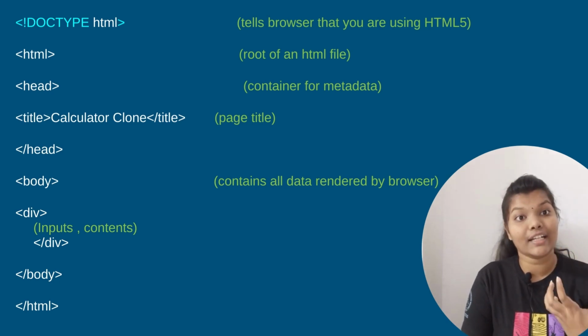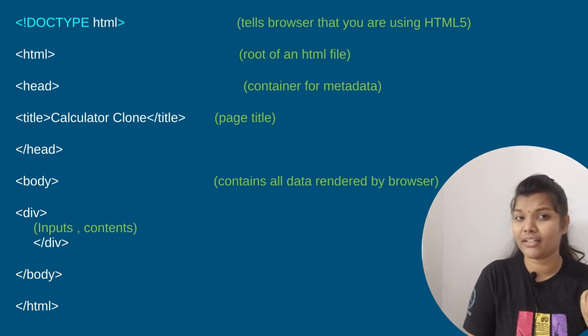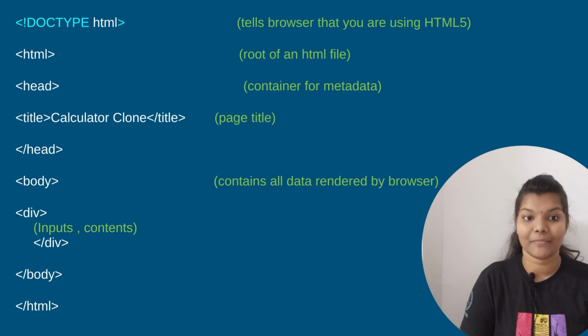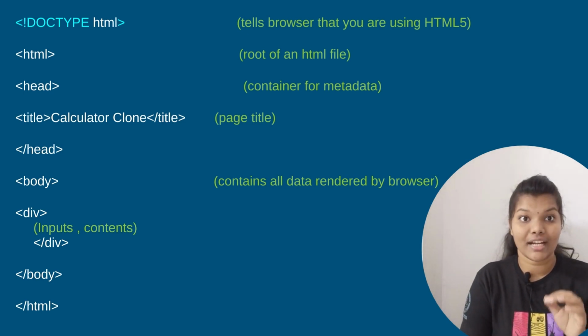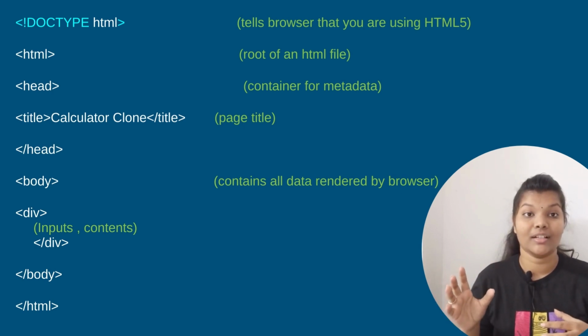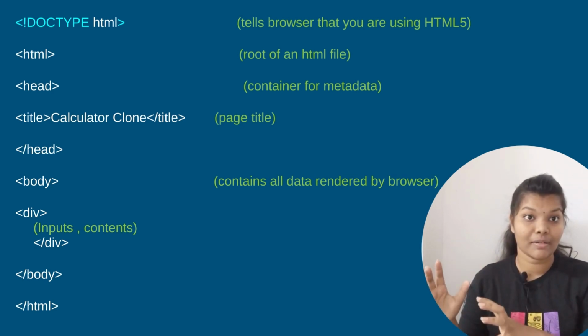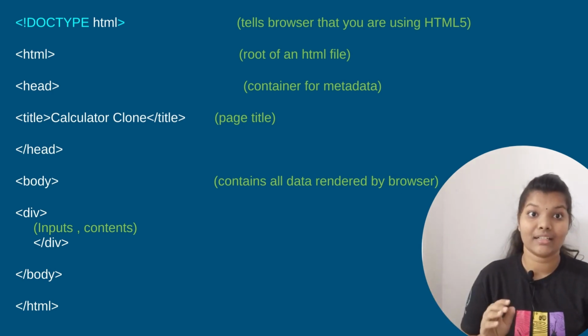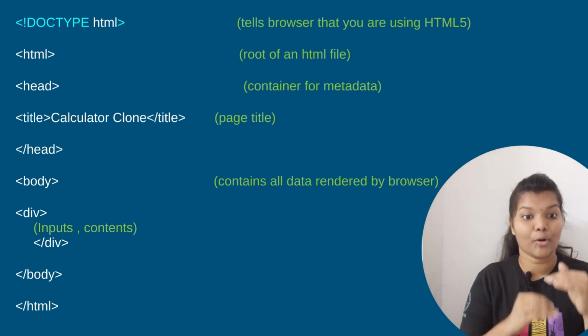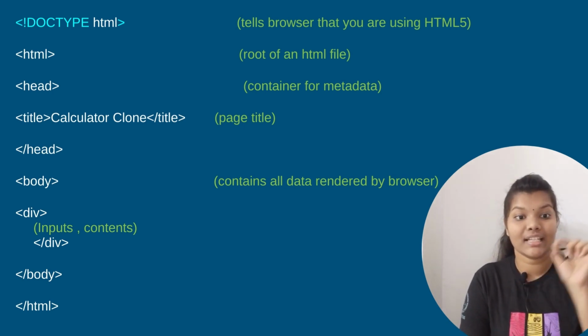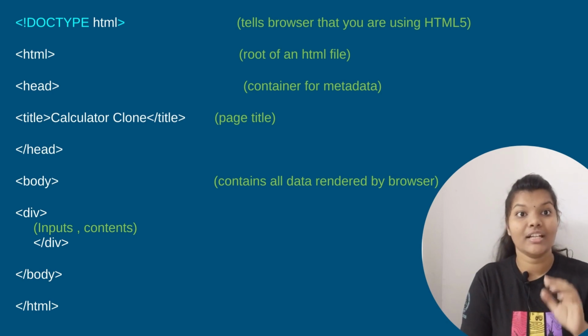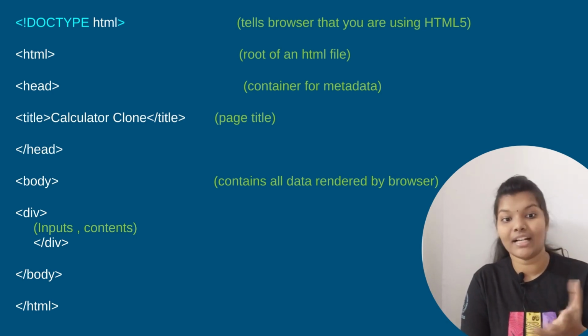You can see the head. This is the container for metadata. What is metadata? We will be discussing it in the project. In body, we write all the data which will be rendered by the browser. All the things appearing in the browser, in the front-end website, will be written in body. You can see I have written a div tag. Here we write all the inputs and contents.